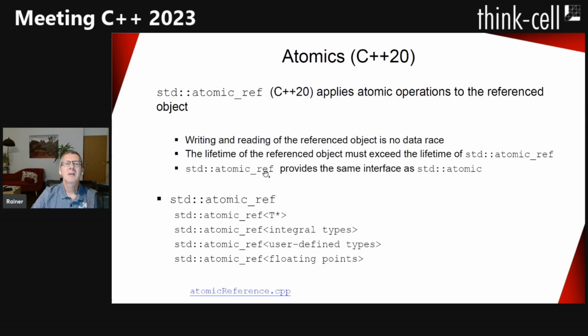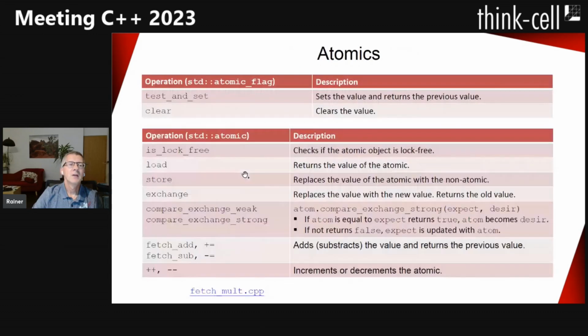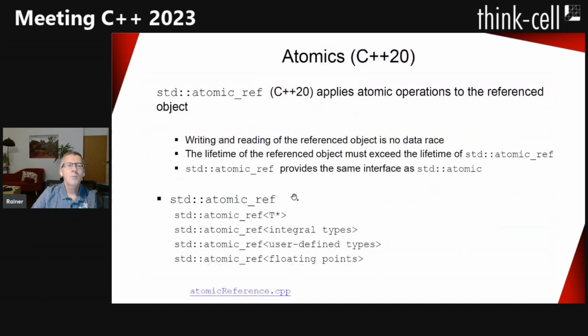And std::atomic_ref provides essentially the same interface as std::atomic. Have a look, such as this stuff here. It has almost the same specializations as std::atomic, with one exception. We don't have std::atomic_ref of smart pointers because we don't need them.